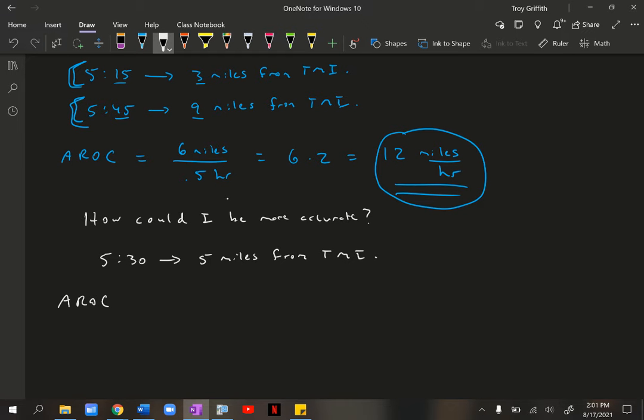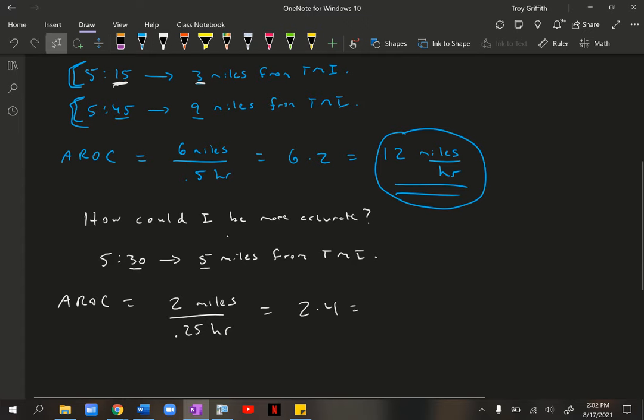Okay. Well, average rate of change. At 5:30 I was 5 miles. At 5:15 I was 3 miles. Going back up here, that would be a change of 2 miles. And from 5:15 to 5:30, that's 15 minutes, which is a quarter of an hour. So 2 miles divided by 0.25, and dividing by 0.25 is the same as multiplying by 4. Okay, so 2 times 4. Now we go back to this estimate of 8 miles per hour.